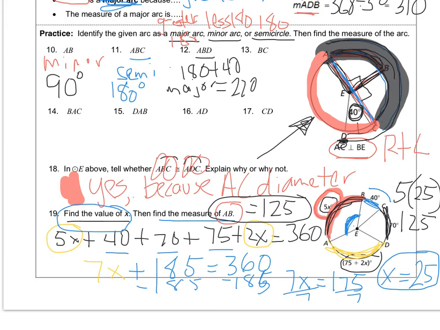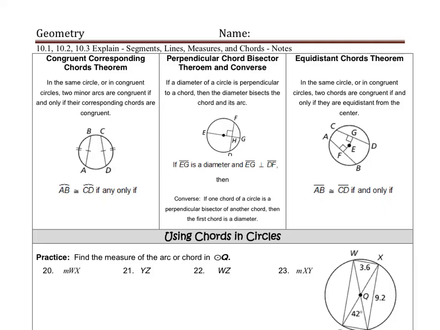All right. The last page of notes. And now we're getting to where there's some more stuff. Again, some of this was review, and some of this is add-on. So let's talk about these three theorems. Okay. The first one is the congruent corresponding chords theorem.